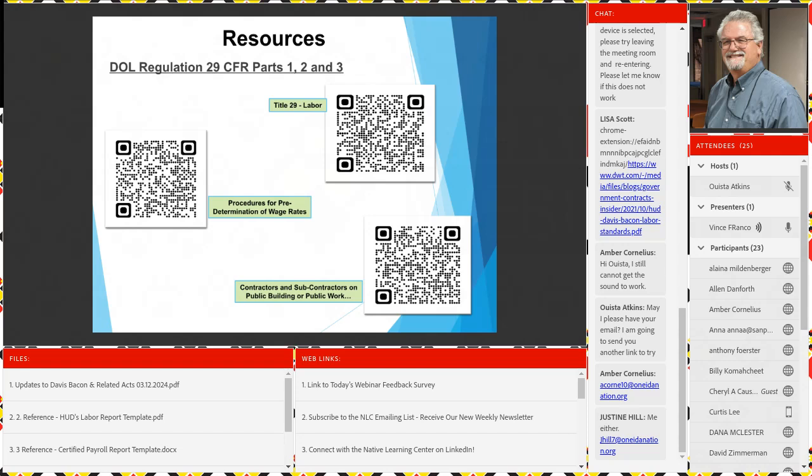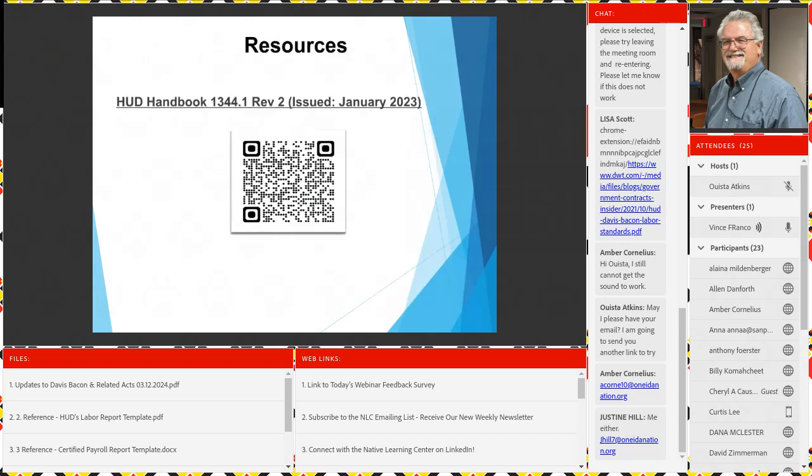And here are more links, more QR codes that should take you to Department of Labor regulations. Department of Labor, top right. What you'll want to look at is 29 CFR Parts 1, 2, and 3. Those are the sections that pertain to Davis-Bacon. In particular, Title 29, Part 3, and I should add Part 5 in there as well. Part 5 has quite a bit of information on Davis-Bacon. It's broken into several subparts, but those are the QR code links to the different areas. The one in the middle, procedures for predetermination of wage rates, and on the bottom, contractors and subcontractors on public building and public works. Three more valuable resource areas and QR codes for your record.